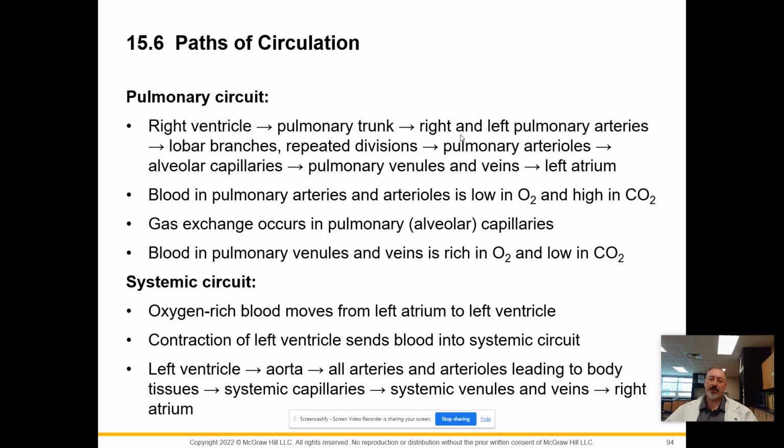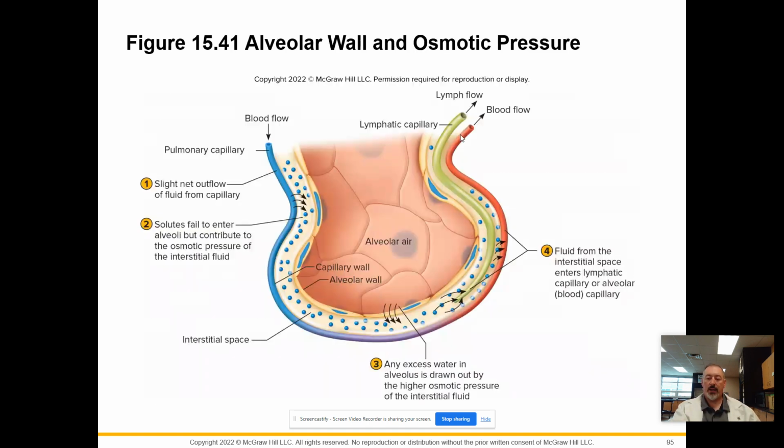So let's get to the systemic circuit. Systemic circuit is referring to the systems of the body. So this is leaving the left ventricle by contraction. It's going to go to the semilunar valves of the aorta. And then once it's in the aorta, you're going to have all the different arteries and arterioles taking care of the body tissue, and then your capillary beds. And then you're going to have the systemic venules that are picking up that deoxygenated blood and then continuing further into the major pathways of the systemic veins and then emptying into your right atrium.